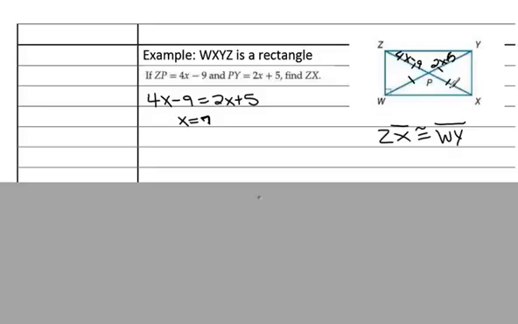So if x is 7, that means I can figure out what each segment is. Again, all four of these are going to be congruent. So if I can just figure out what either ZP or YP is, I can multiply that by 2 and get the entire diagonal ZX. They told us ZP was 4x minus 9, so ZP is 4 times 7 minus 9. 4 times 7 is 28 minus 9, and that's going to be 19. So the first segment is 19.